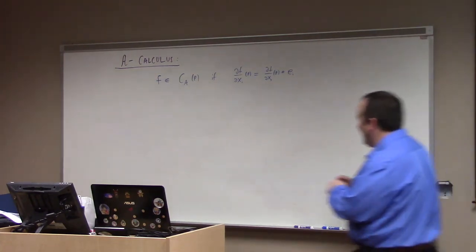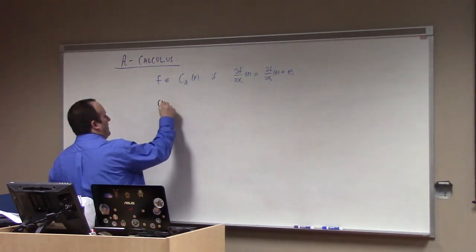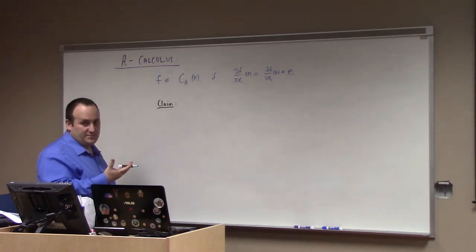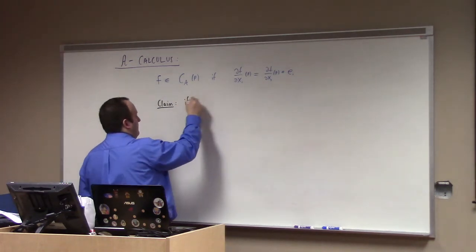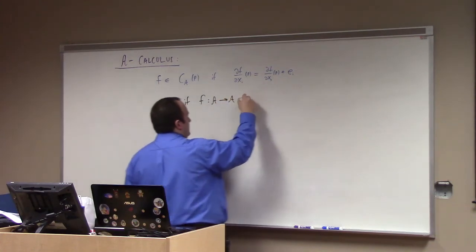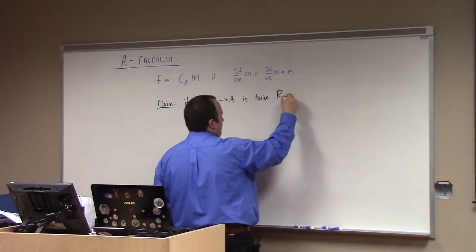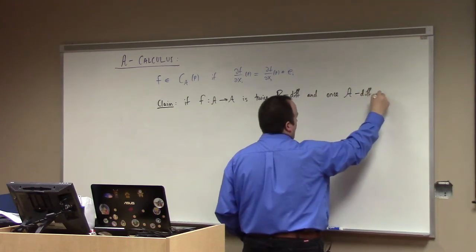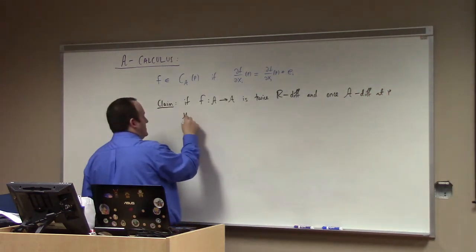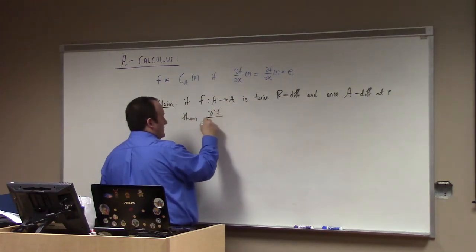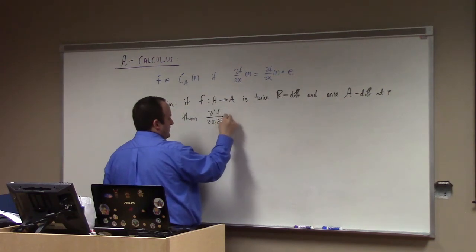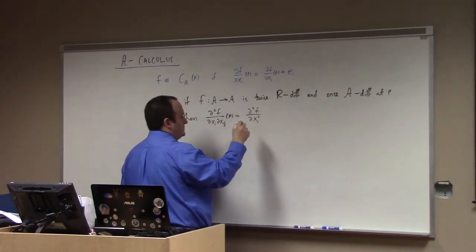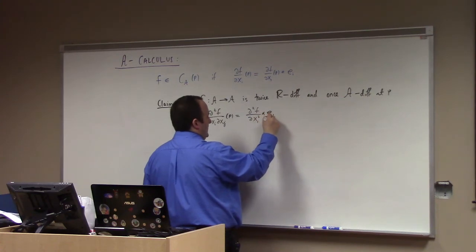Claim. If the function f from A to A is twice real differentiable and once A-differentiable at P, then the second partial derivative of f with respect to xi and xj at the point P is in fact equal to the second partial derivative with respect to x1 squared times ei times ej.